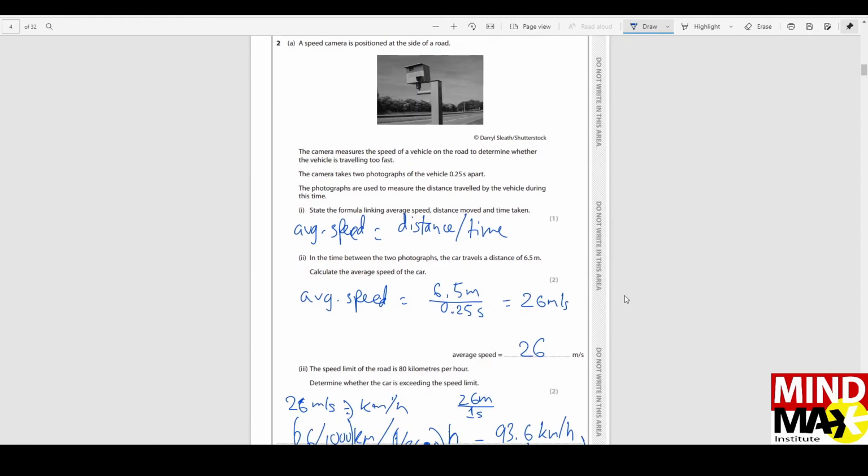Average speed is distance by time, pretty obvious. Here the distance is 6.5, and they said that the camera takes 2 photographs of the vehicle 0.25 seconds apart. So the time is 0.25 and the distance is 6.5 between the 2 photographs. So that's the average speed.